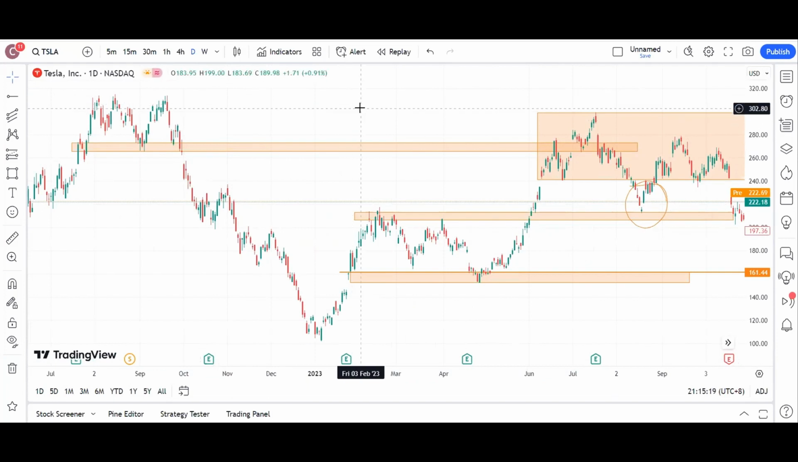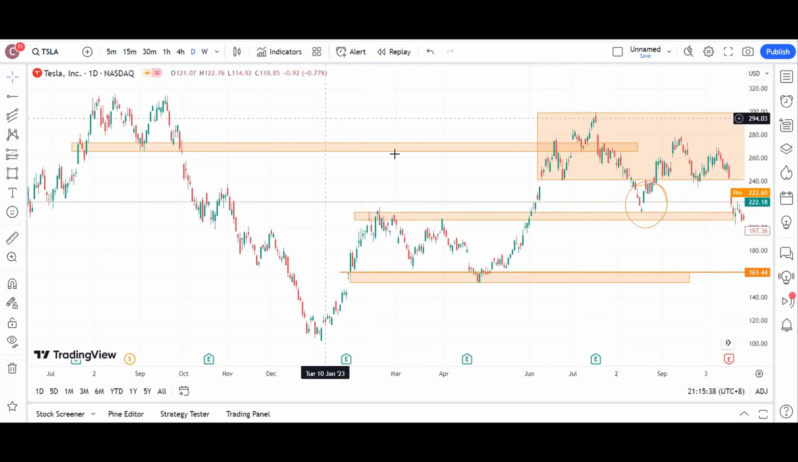Basically a broken support will eventually turn into a resistance. A broken resistance will eventually turn into a support. Because all of this boils down to supply and demand. Like I explained initially, supply forms resistance, demand forms support. It's not vice versa.